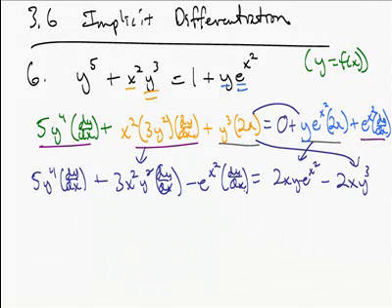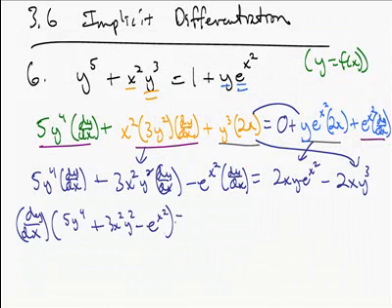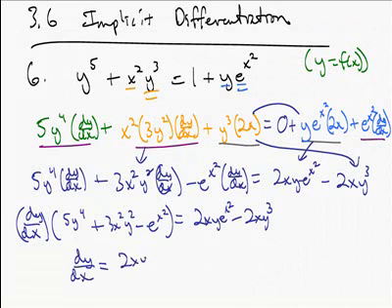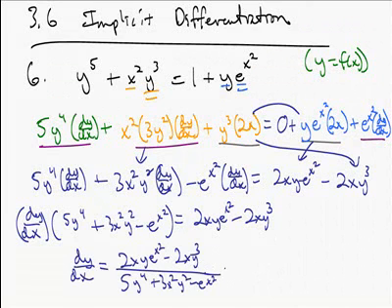Okay, now I'm going to factor a dy dx out of all three terms here on the left side. Since I have all terms with dy dx, that leaves me with 5y to the 4th plus 3x squared y squared minus e to the x squared. All that is equal to 2xy e to the x squared minus 2xy to the 3rd. And finally then, to get dy dx by itself, I'm just going to divide by this multiple quantity here. So dy dx is going to be 2xy e to the x squared minus 2xy cubed, all divided by 5y to the 4th plus 3x squared y squared minus e to the x squared.